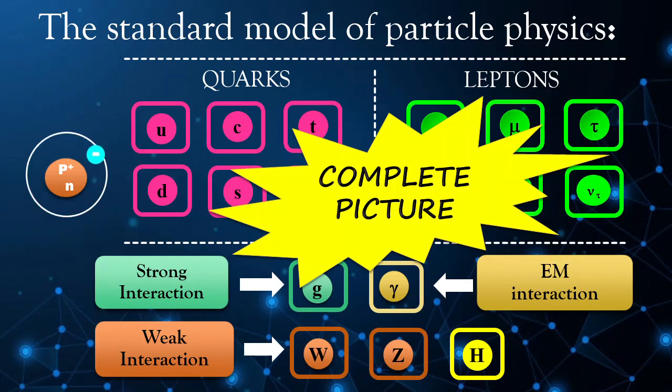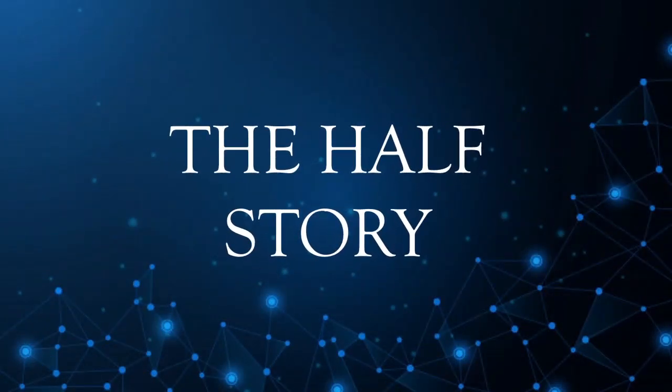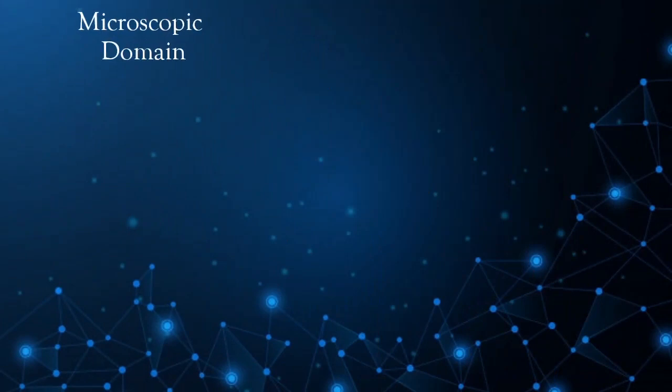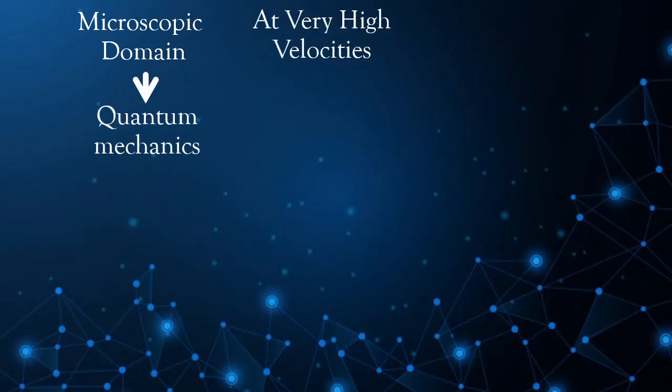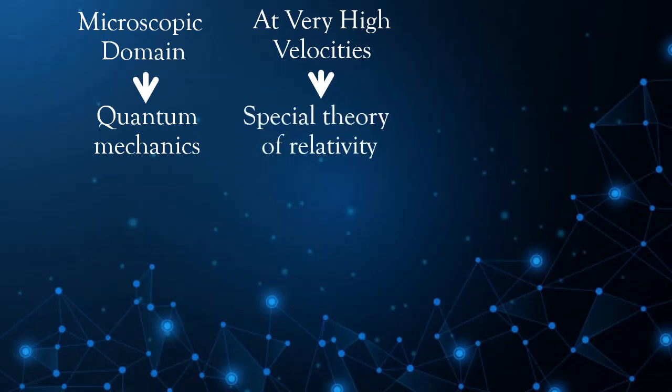But once upon a time, we encountered an equation which said that what we know is only half the truth, and the other half was still in a black box. In the microscopic domain, the behavior of tiny little particles can be described by the laws of quantum mechanics. And at very high velocities, we have the special theory of relativity to describe the behavior of the particles.